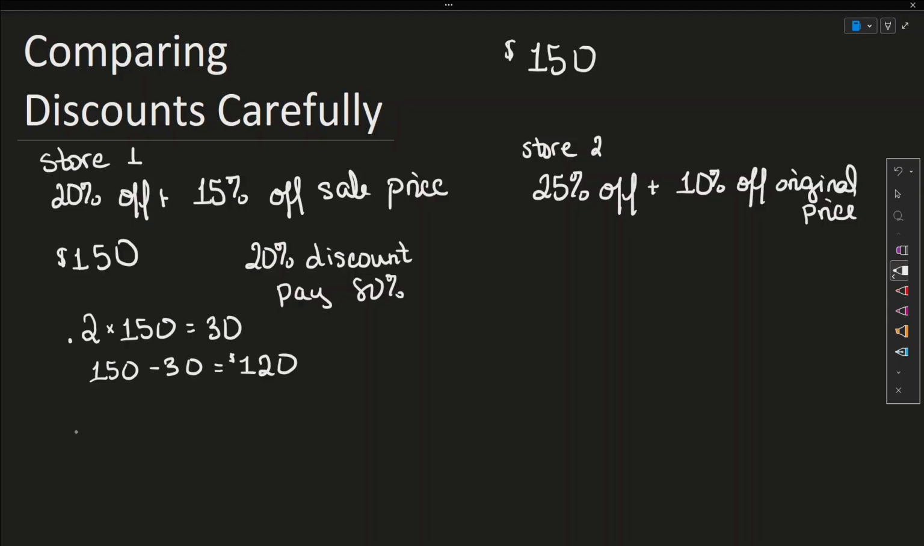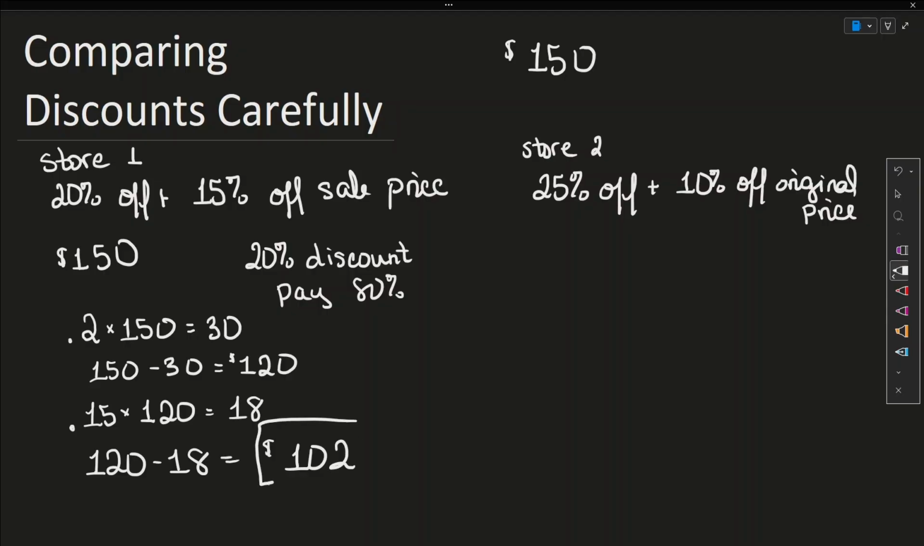So we want to find 15% of $120. To do that, we do 0.15 for 15% times 120 to get 18. 120 minus 18 gives us our final price of 102. So that is store 1's final price.